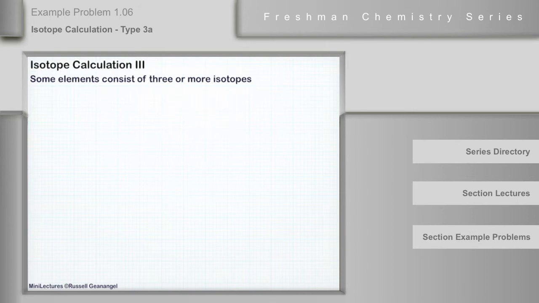So, some elements do consist of 3 or more isotopes, and one that we're going to talk about is silicon. Silicon has 3 stable isotopes: silicon 28, silicon 29, and silicon 30, and you can see the percentages of each of them: 92.23 for silicon 28, 4.67 for silicon 29, and 3.10 for silicon 30.